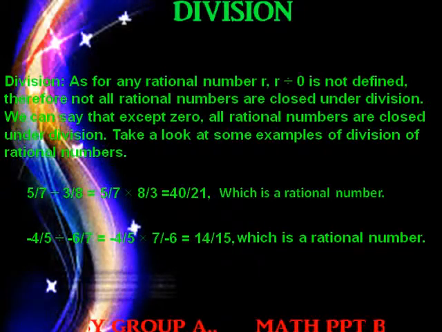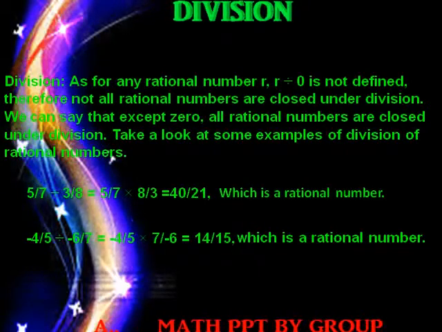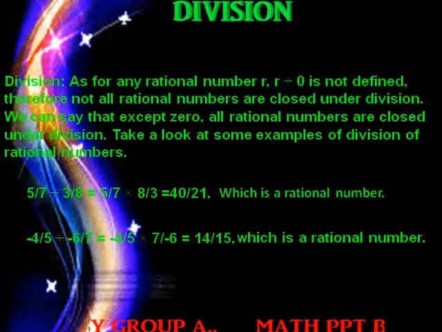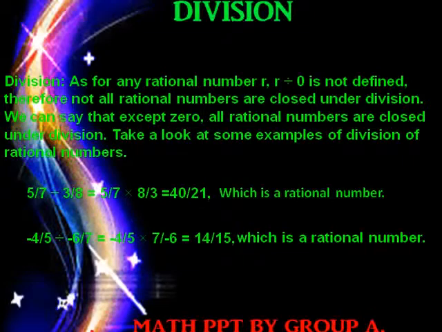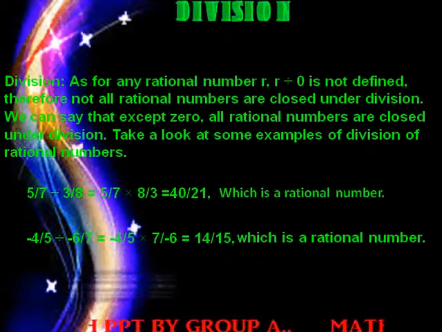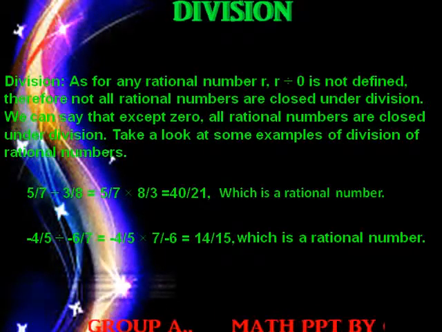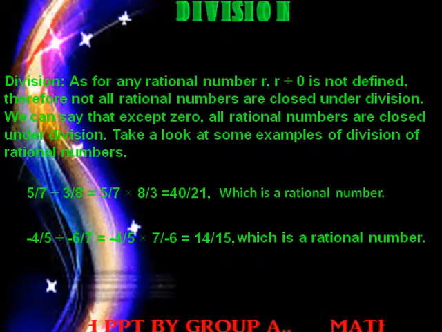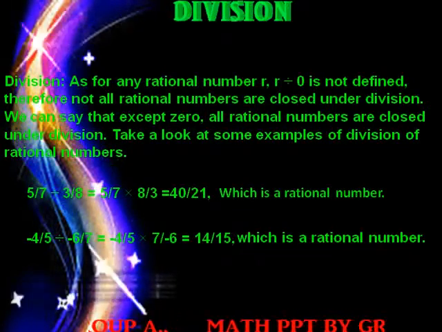5 upon 7 divided by 3 upon 8 equals 5 upon 7 multiplied by 8 upon 3 equals 40 upon 21, which is a rational number. Example 2. Minus 4 upon 5 divided by minus 6 upon 7 equals minus 4 upon 5 multiplied by 7 upon minus 6 equals 14 upon 15, which is a rational number.